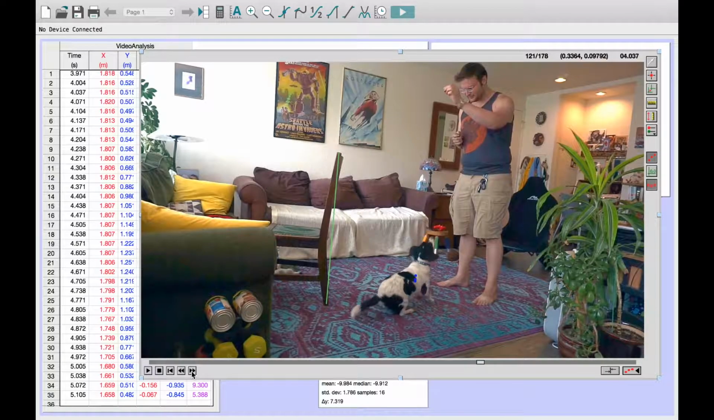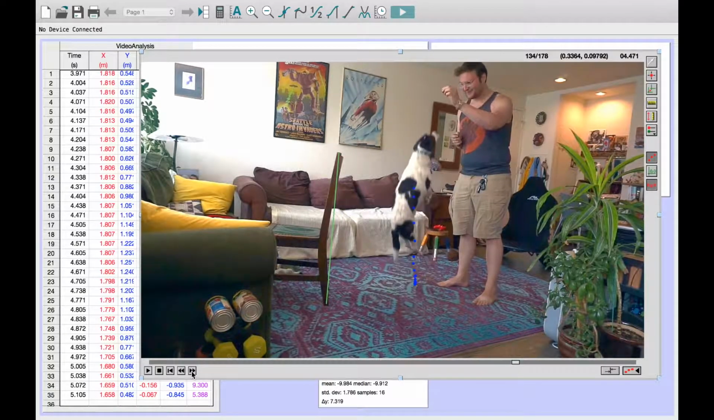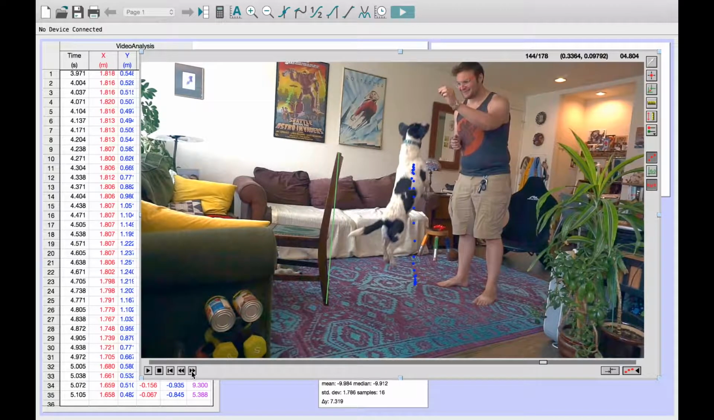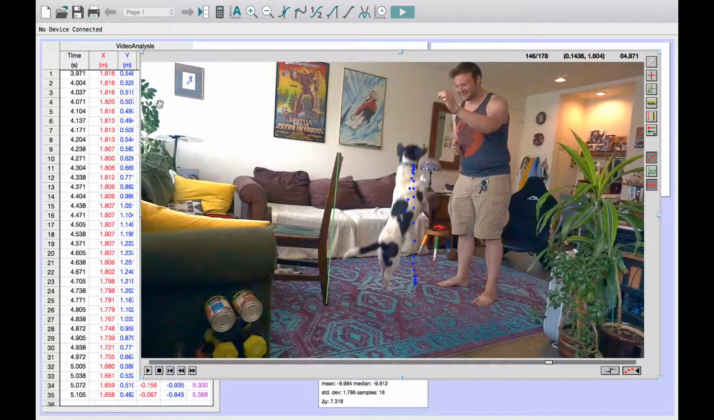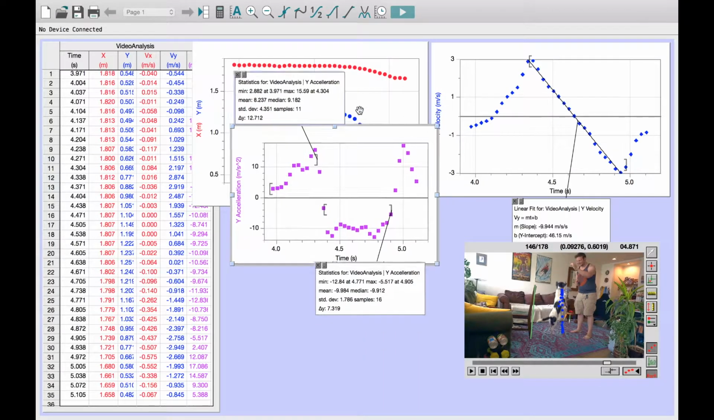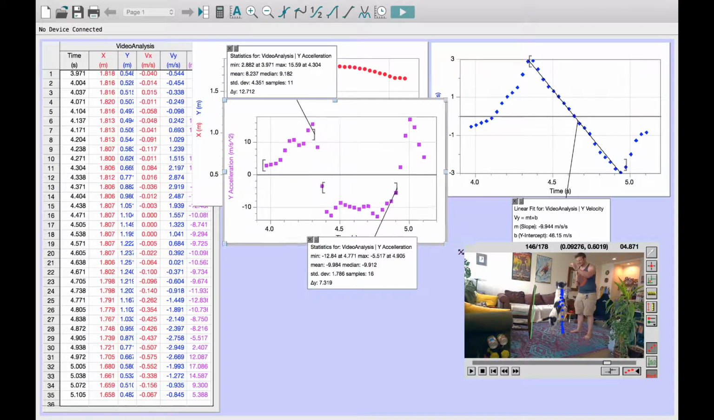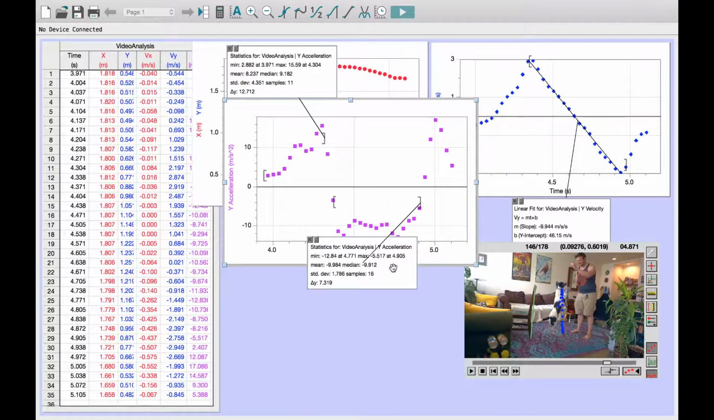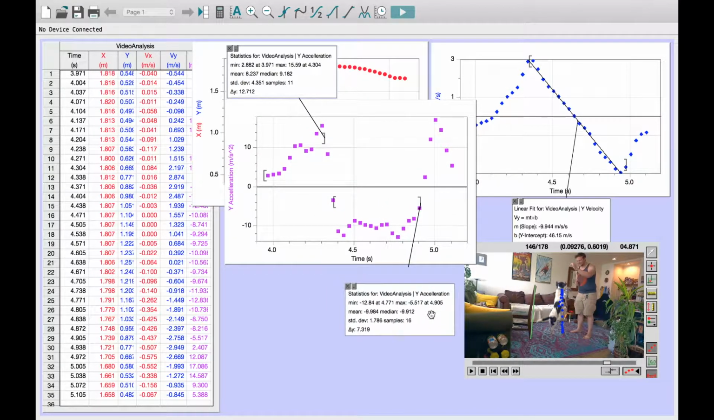I then went frame by frame and tracked the approximate location of Charlie's center of mass. He's got some distinctive spots around his ribcage, so I tried to follow those. Then, Logger Pro helps by calculating the position versus time and generates some graphs. My first instinct is to look at the average acceleration to check that once he's in the air, it matches that of the acceleration due to gravity on Earth, which is 9.8 meters per second squared.